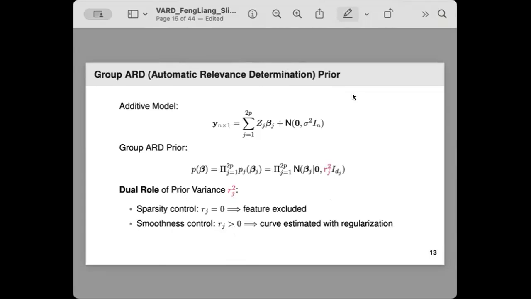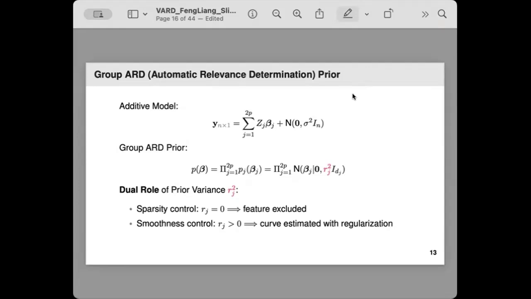Now, we're going to specify what we call a group ARD prior. This is just a straightforward extension of the original ARD idea. In the earlier work, the ARD prior is specified over a single parameter. But in our case, because each component beta j could be multidimensional, we're just going to place a shared prior variance over a set of coefficients. In short, this prior is just an independent normal prior on each beta j with unknown prior variance Rj squared. This applies to both the nonlinear and the linear parts.